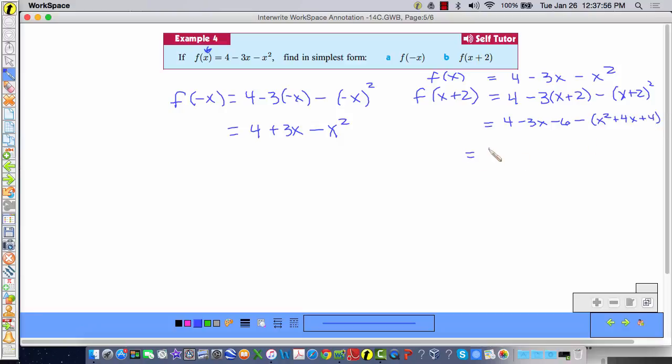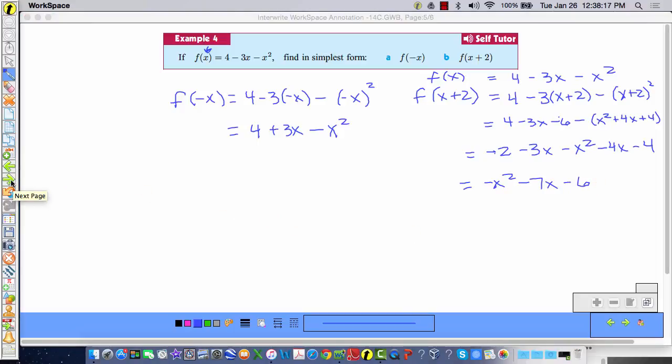Simplify a little more. Let's see, 4 minus 6 is negative 2, so we can take care of that outside the parens. Minus 3x minus x squared minus 4x minus 4. See what we can combine. Negative x squared minus 7x minus 6. Booyah! Done.